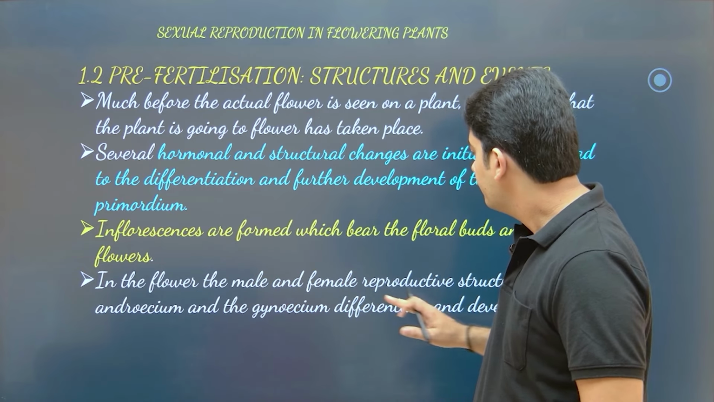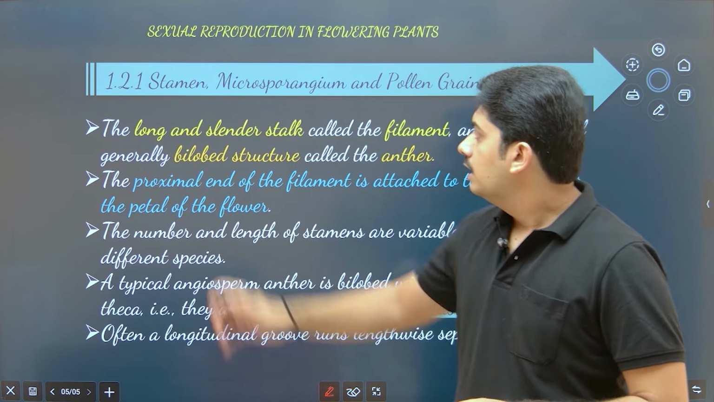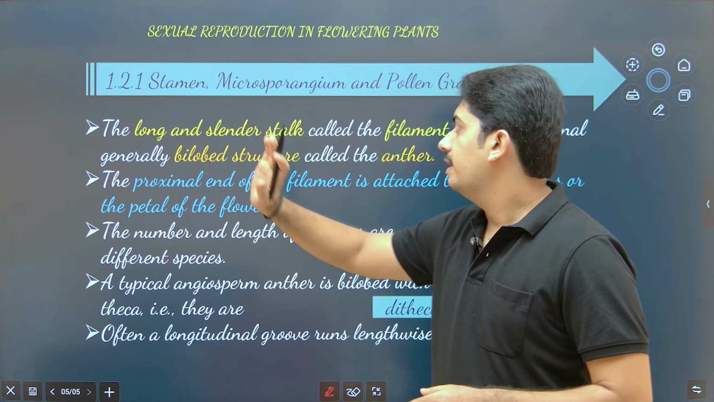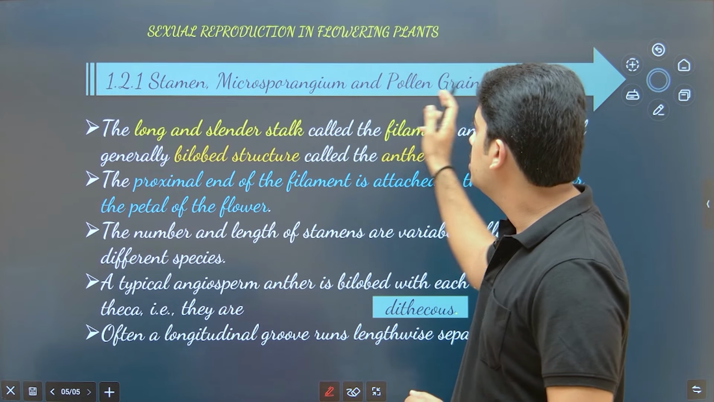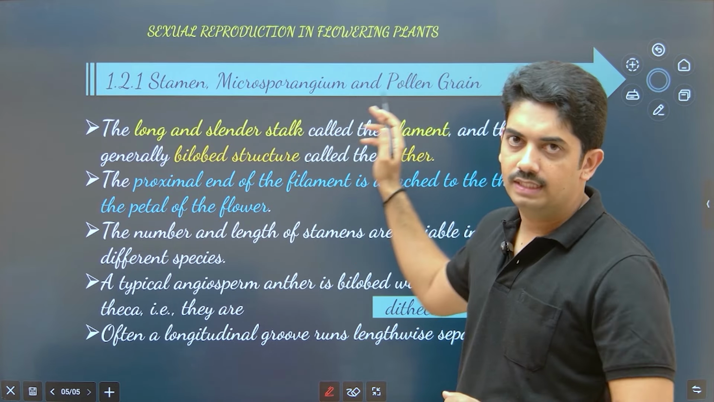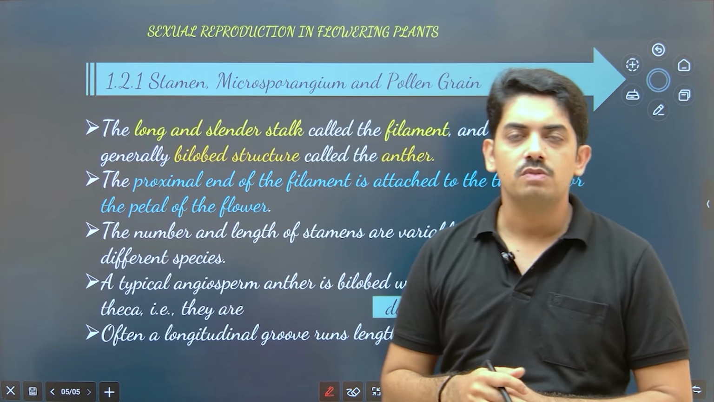Now let us study in detail about the male reproductive structure. The common name is stamen, and inside the stamen what is present? Microsporangium. This microsporangium contains pollen grains. So all this together is nothing but the male reproductive structure.